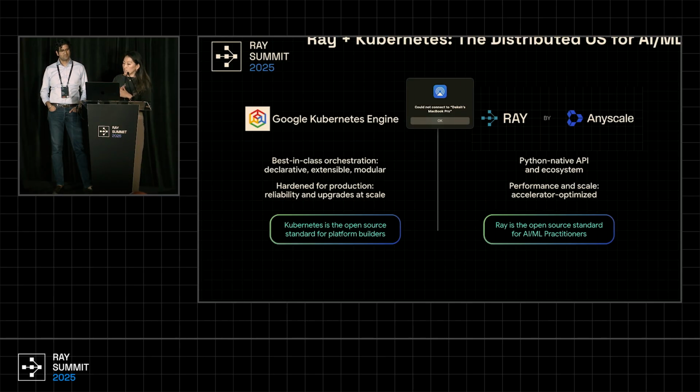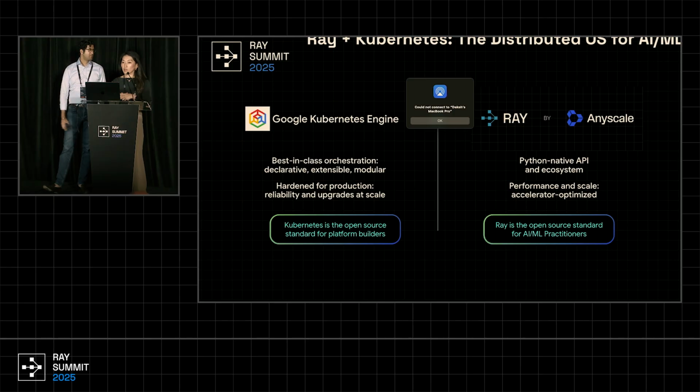Let's get started. So Kubernetes, I think you all are aware of what it is. It is the open source de facto orchestrator for containers, right? Very popular, hardened for production. It's known for its reliability, its scalability, and so forth. And then Ray, the reason why we're all here, is another open source standard, very popular with data scientists and AI/ML engineers, known for its Pythonic nature, for its rich libraries, and so forth.